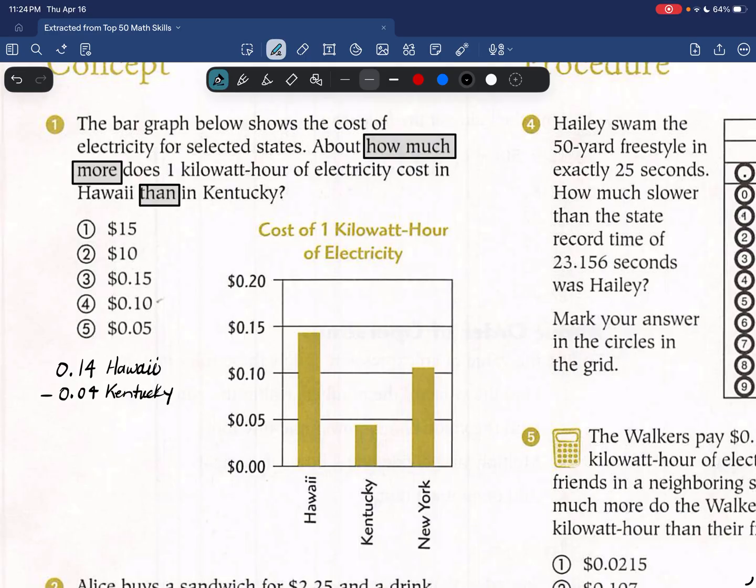And then I would be very, very careful. The answer is not number 2. That is $10. We want 10 cents. So there is about a dime's worth of difference between those two.